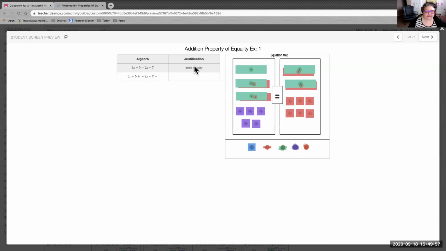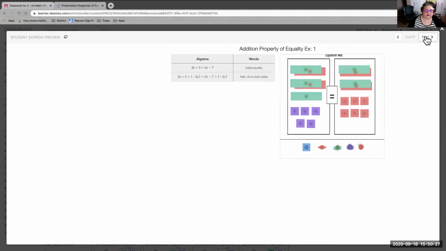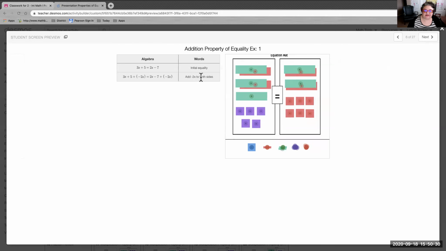So what would that look like algebraically? That would be a negative 2x here that I've added, and then I added a negative 2x on this side also. So I put them in, so that's adding, and they were red, so it was negative, okay? And let's put in the words. So the words is add negative 2x to both sides. And then let's take these out and simplify.